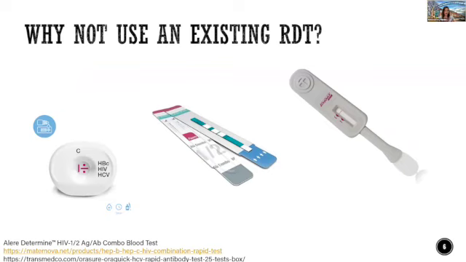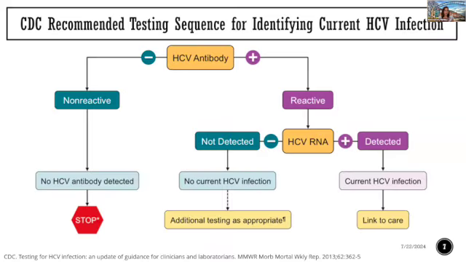The question would be, why not just use those? And the answer is because of the current testing process and how long it takes your body to produce antibodies. Right now, the CDC recommended testing sequence for identifying current HCV infections is to do one of those antibody tests. If it's non-reactive, you can stop, but I'll come back to the little star. If it is reactive, then you go to look at the viral RNA for a current infection. If that's not detected, then you can continue following up as appropriate. If it is detected, then you are linked to care.